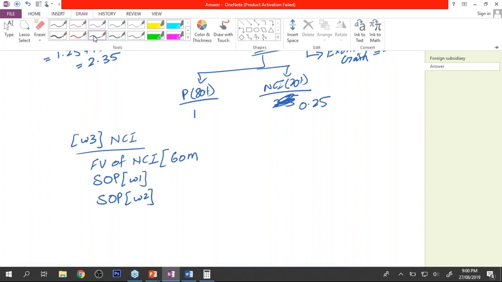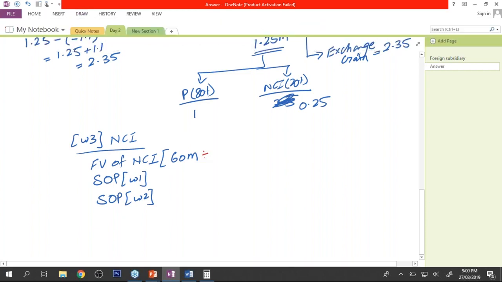So now what we are going to do, we are going to divide this 60 million by which rate? Acquisition rate or the balance sheet date rate?